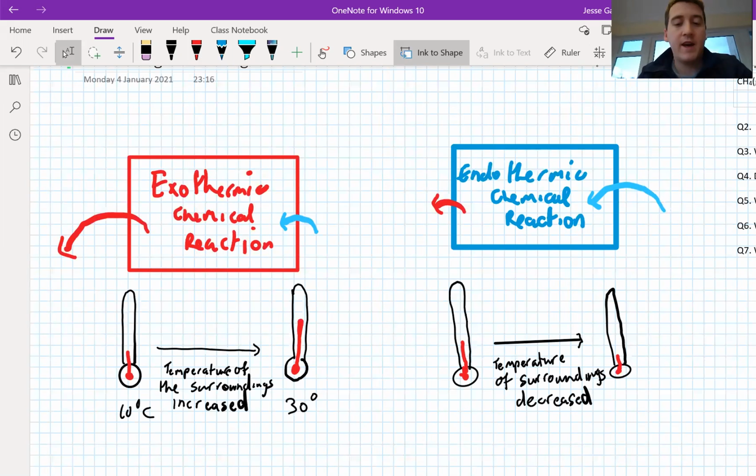So there are mathematical formulas we can use. Using the amount of the chemicals we've reacted and the change in temperature, we can work out what the change in energy is.